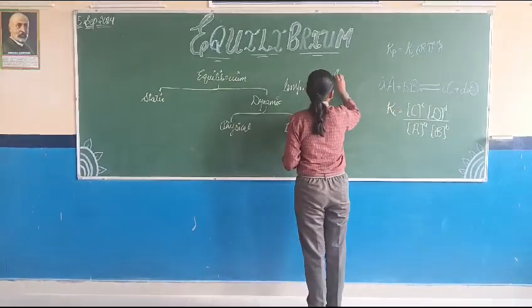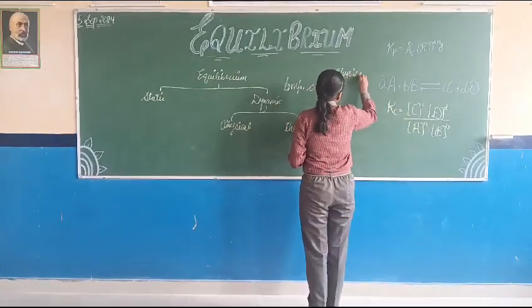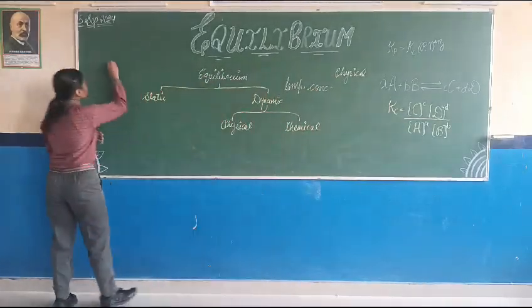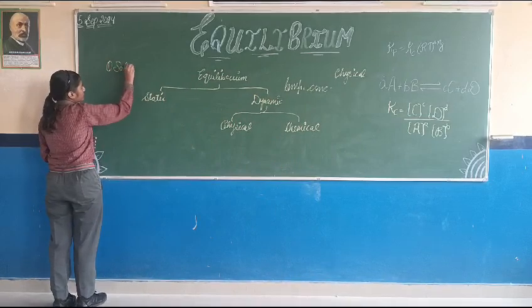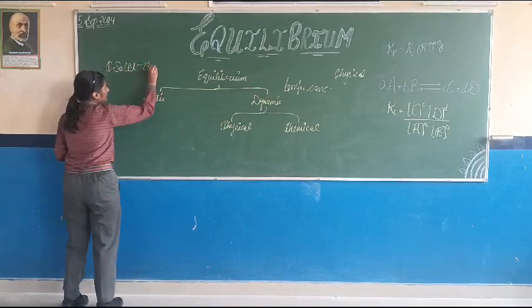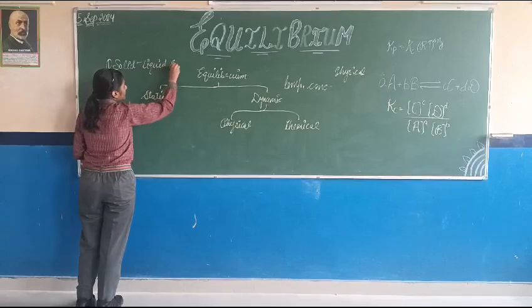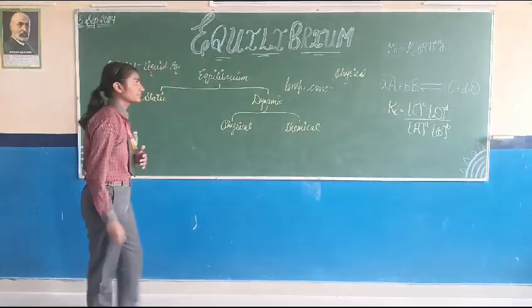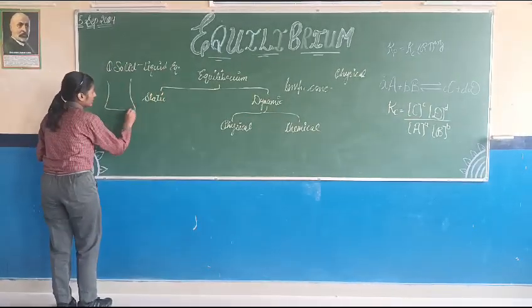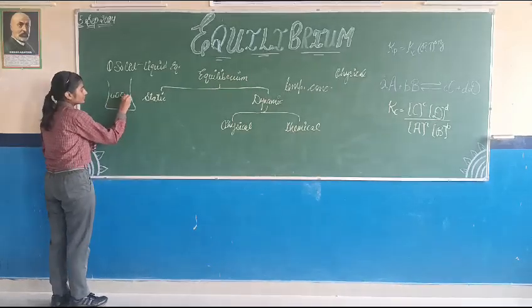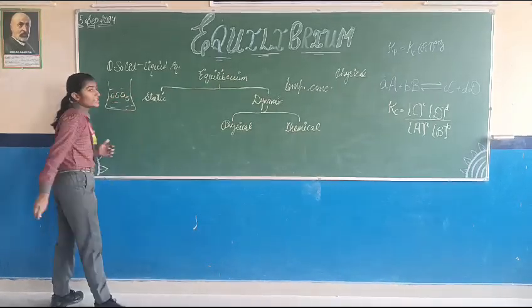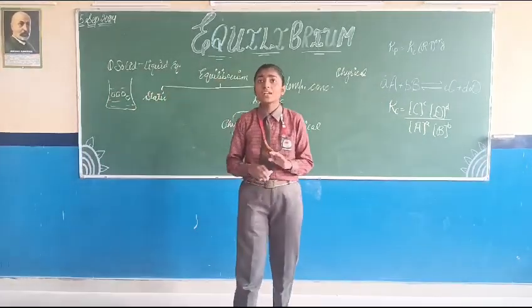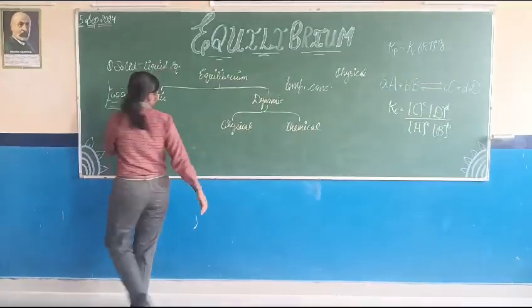In physical equilibrium, the first one is solid-liquid equilibrium. Suppose I have taken the example of ice cubes and water. This is one beaker, and I have taken some ice cubes as well as water in this beaker, and I have kept this beaker at normal room temperature. So you will observe that there are some changes in water as well as in ice.